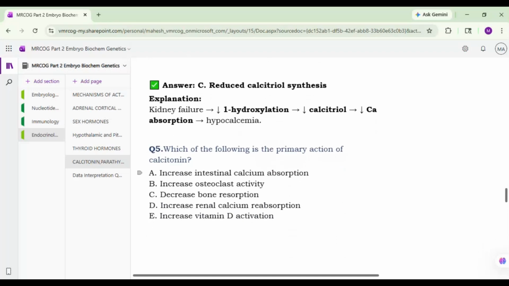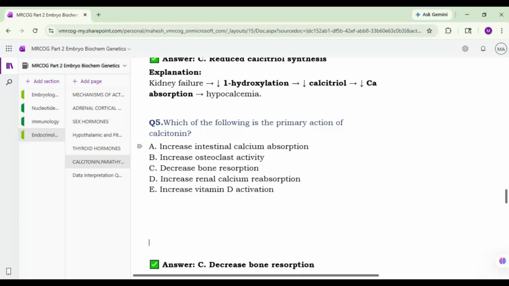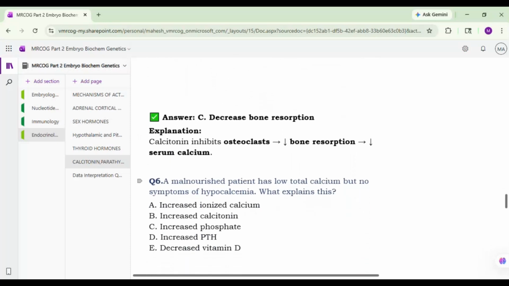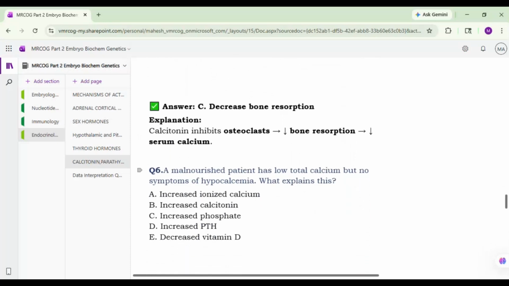leading to hypocalcemia. Next. Which of the following is the primary action of calcitonin? Increased intestinal calcium absorption, increased osteoclast activity, decreased bone resorption, increased renal calcium reabsorption, increased vitamin D activation. Sir, decreased bone resorption, option C. Primary action of calcitonin is decreased bone resorption. Calcitonin inhibits osteoclast, leading to decreased bone resorption, leading to decreased serum calcium.